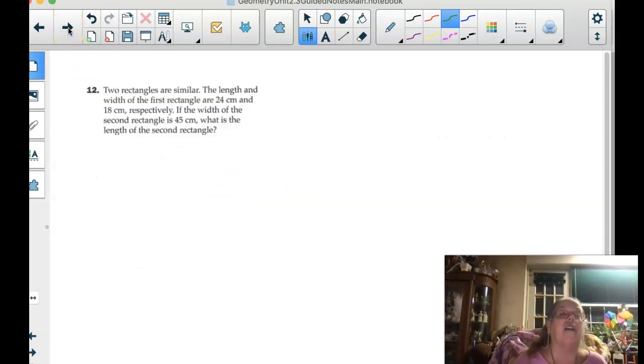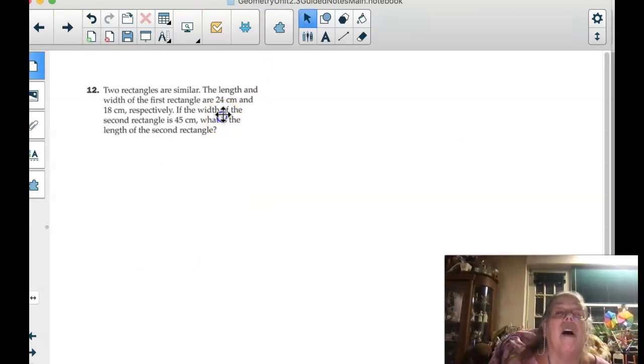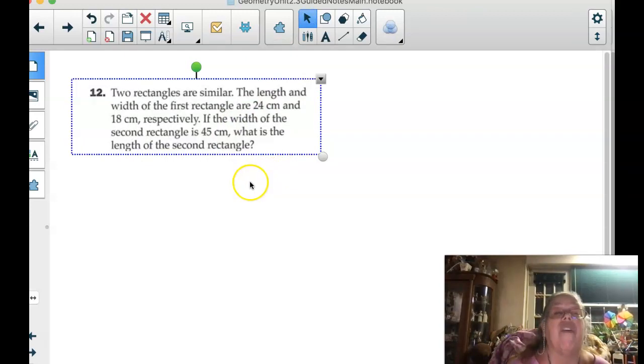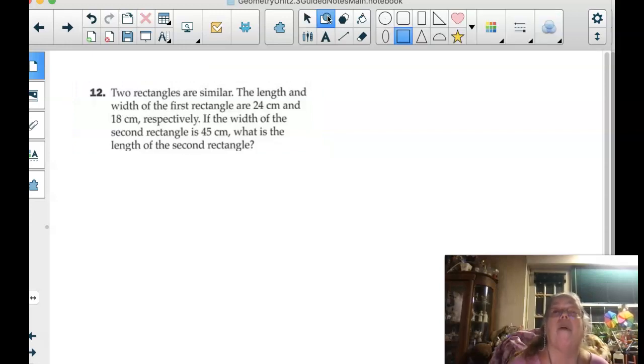All right, next. Two rectangles are similar. And we know rectangles also have right angles, yes? The length and width of the first one are 24 and 18, respectively. If the width of the second one is 45, what's the length of the second rectangle? My suggestion, draw. I'm going to draw two rectangles, and I'm going to label them.